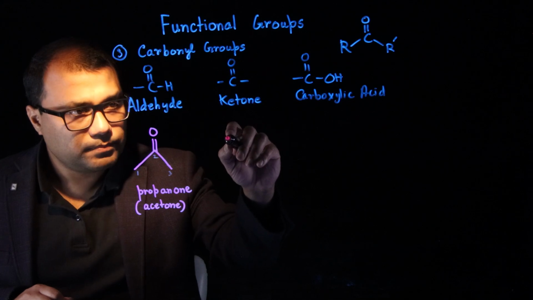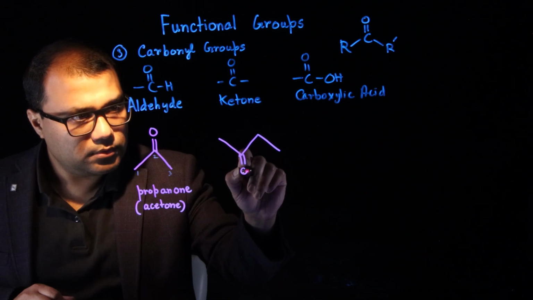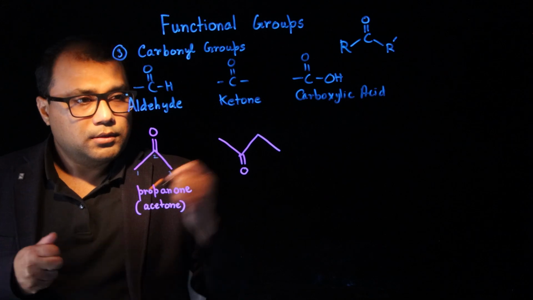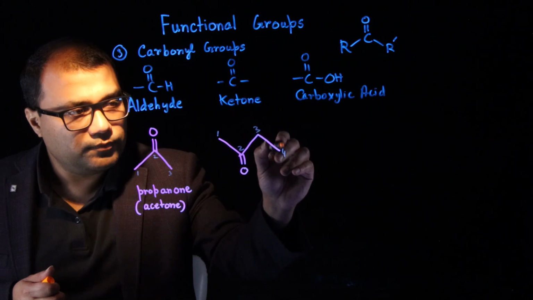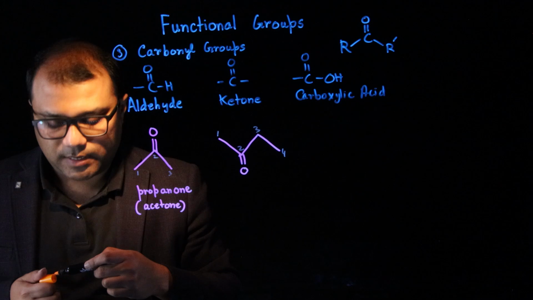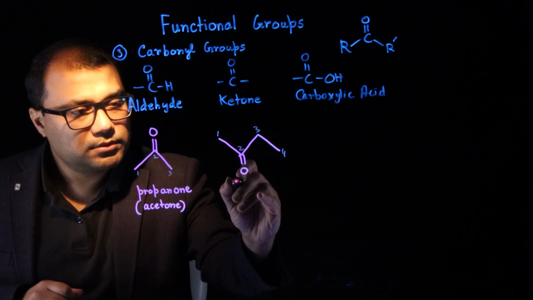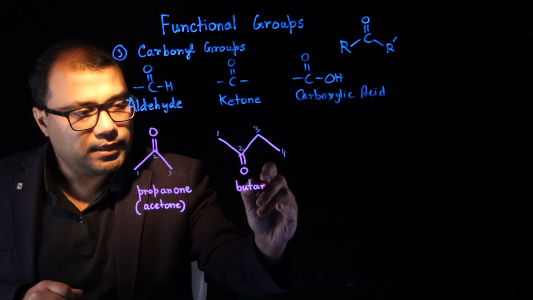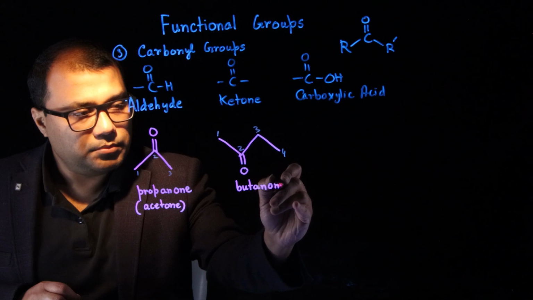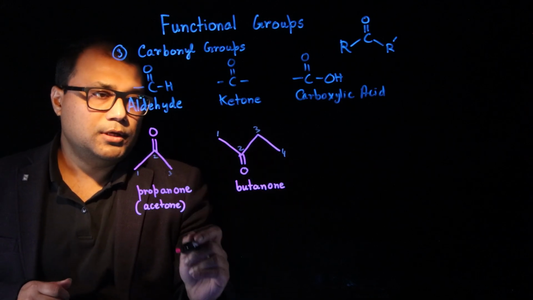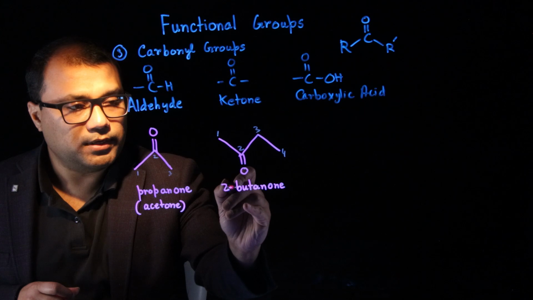The next example. We number this so that this gets the lowest number. So 1, 2, 3, 4. If we had numbered this way, 1, 2, 3, which would have been greater than 2. So this is the correct form of numbering. Now there are 4 carbon atoms. So this is butane. We don't write the E. We write butanone. But we also need to specify the position. So you could specify it as 2-one, but we bring the 2 in the front. So it's 2-butanone.